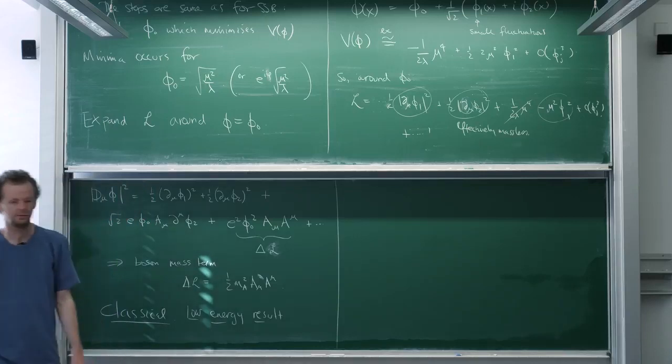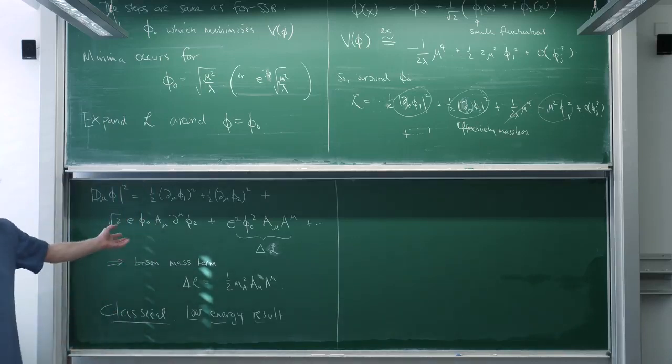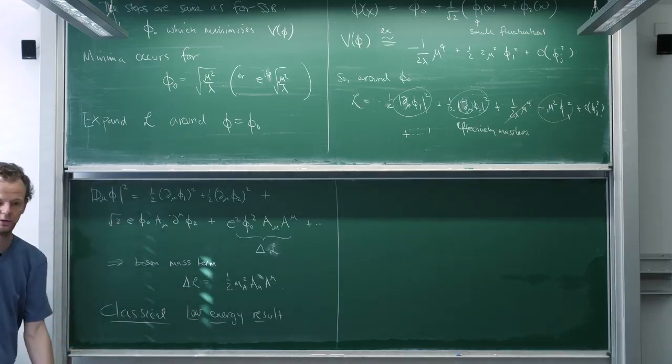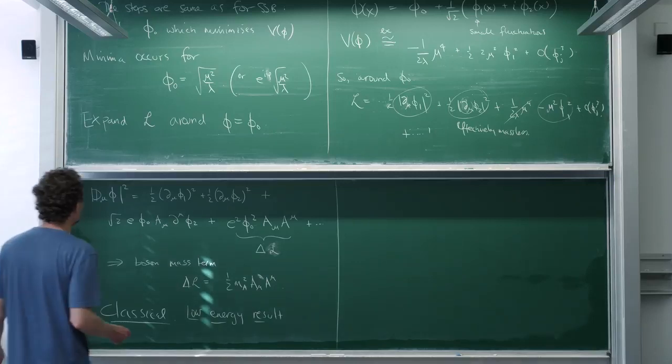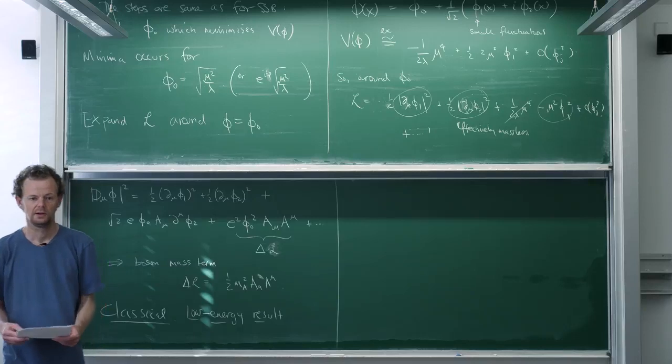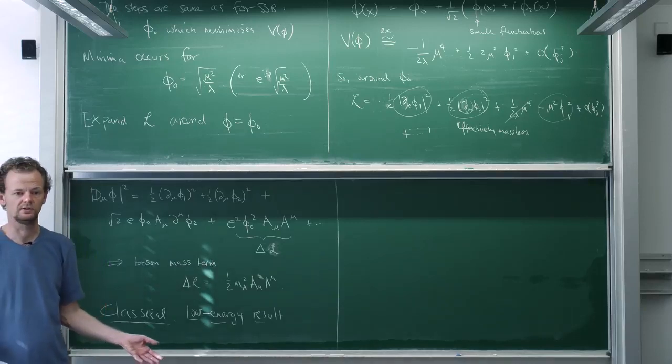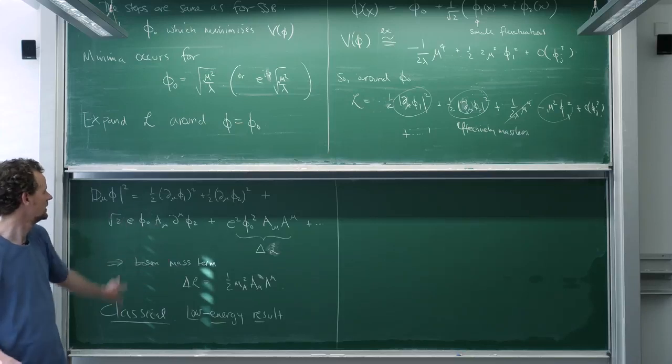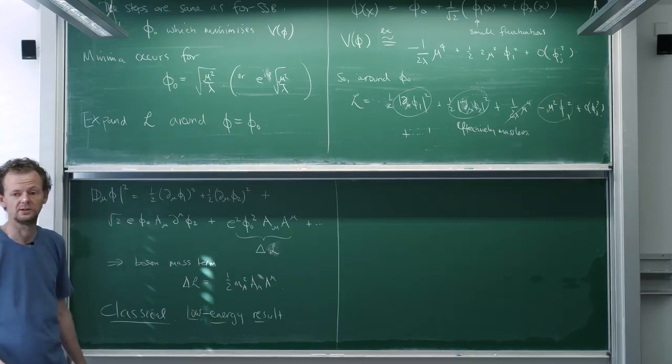So this is a classical result because I didn't do anything quantum yet, and it's a low energy result. So it only works when you consider small fluctuations about that classical solution. Now that's fine, as long as you can find a way to justify that, right? I don't think that any of these steps are particularly controversial.